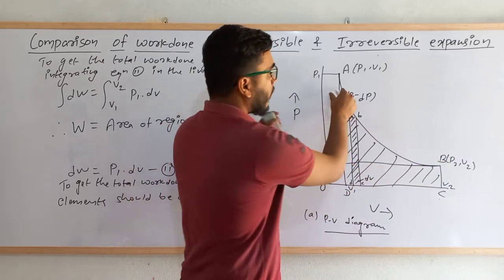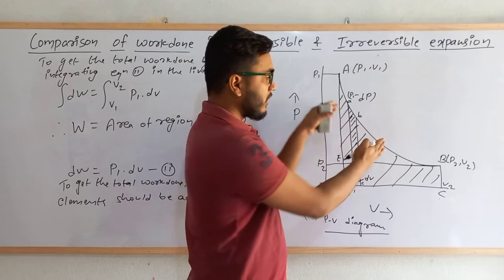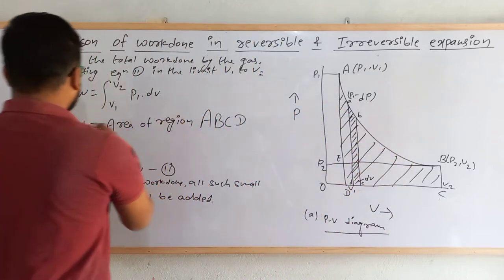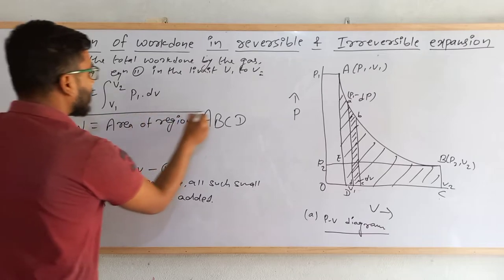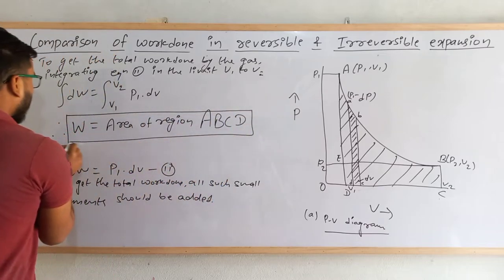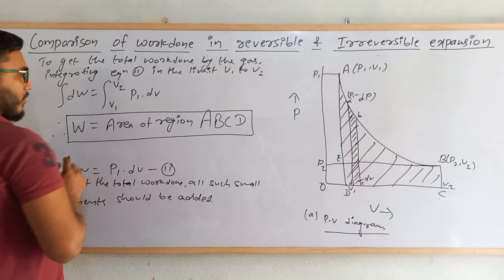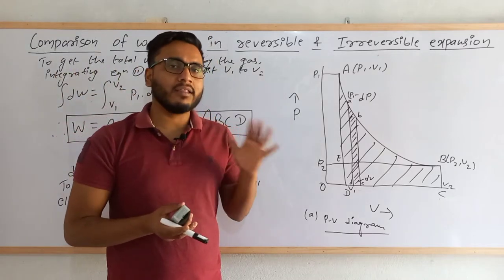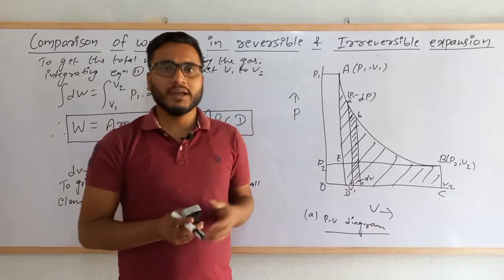This is how the work done is equal to. See, this is the large area, right? So this is our required answer in case of work done in reversible process. Now let's see the work done in irreversible process and let's compare which work done is greater.